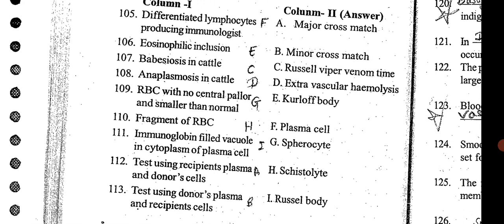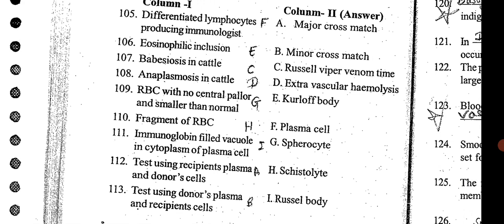Immunoglobulin-filled vacuole in the cytoplasm of a plasma cell. If the plasma cell has a vacuole and this vacuole has immunoglobulin, then it will be the Russell body. So the difference between spherocyte, schistocyte and Russell body is that the Russell body is not linked with the red blood cell. Russell body is linked with the plasma cell.